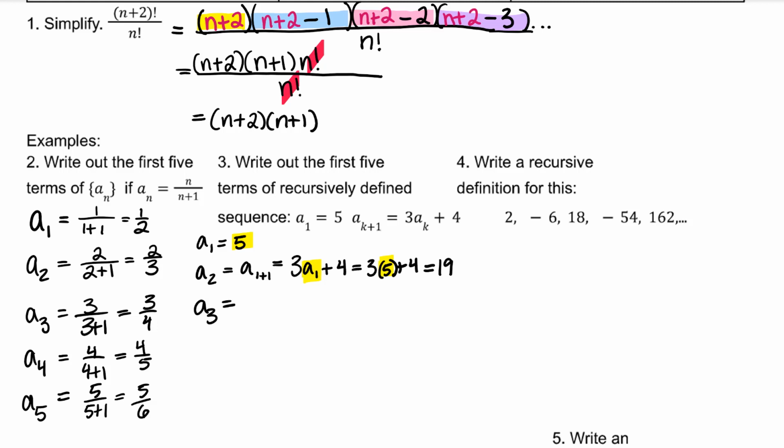Our next term will be a sub 3, which would be a sub 2 plus 1, making k 2. We know a sub 2 is 19, which simplifies to 61, and continue.